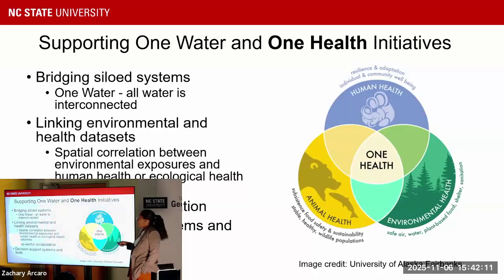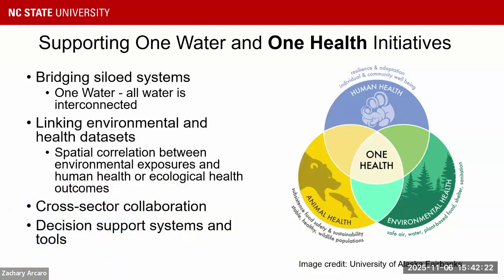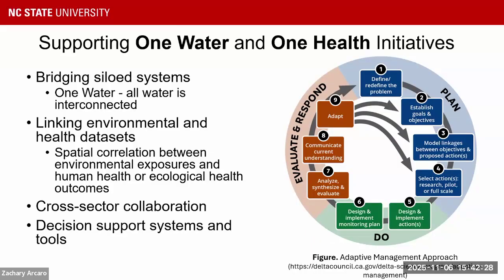Another one is One Health. And so linking environmental and health data sets, looking at those interconnections between human health, environmental health, and animal health. And these are two big picture holistic approaches. And they're going to take a lot of coordination, cross-sector collaboration, decision support tools and systems. And that is where I hope the future of geospatial analytics is moving, to be able to support this paradigm shift from these siloed approaches to these more interconnected approaches, which better represent the real environment.